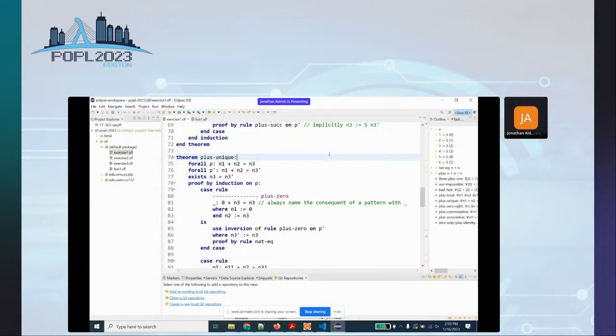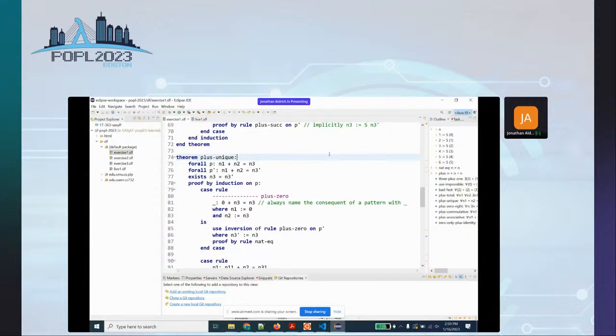Yes? What is inversion doing there in contrast with the case? What is the inversion? Use inversion. Oh, use inversion. So this is saying that this is the only rule that could apply. And so the inversion normally gives you the premises of a rule. Is it basically an extension, like could you write that same thing by case analysis? Yes, exactly. It's a case analysis, it's one case. And inversion is something you can always do.